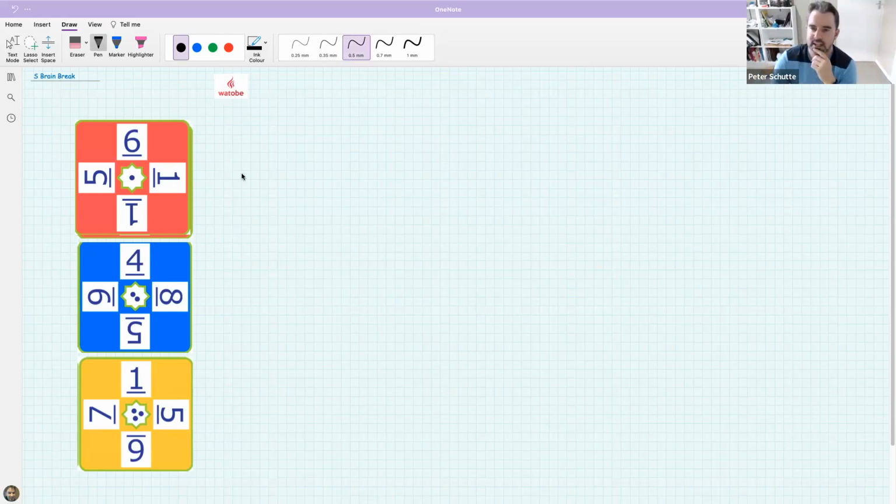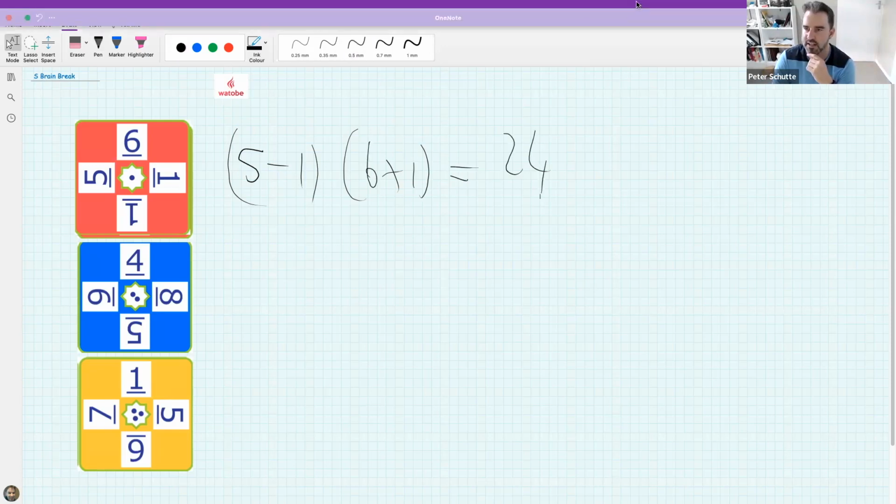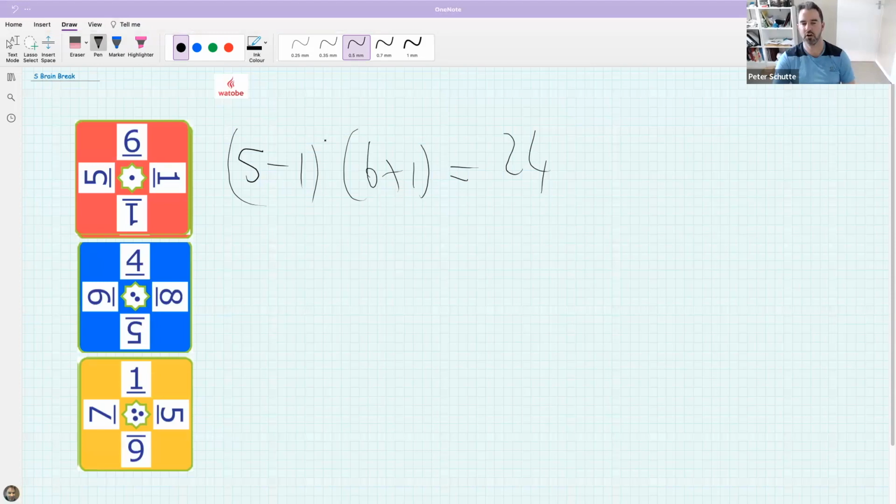Okay, so Andile has said 5 minus 1 times 6 times 1, which I agree is 24. So Andile has taken the red card. And then let's see about blue and yellow.